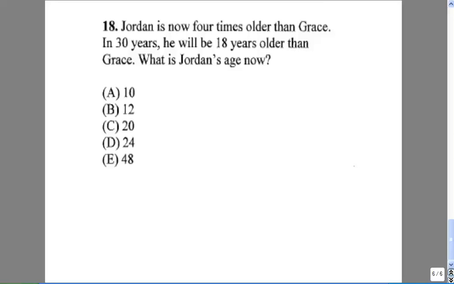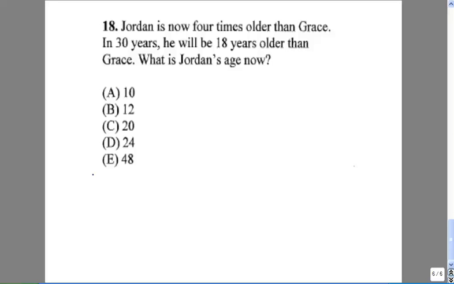Problem number 18. Jordan is now 4 times older than Grace. In 30 years, he will be 18 years older than Grace. What is Jordan's age now? Okay, how can we solve this problem?